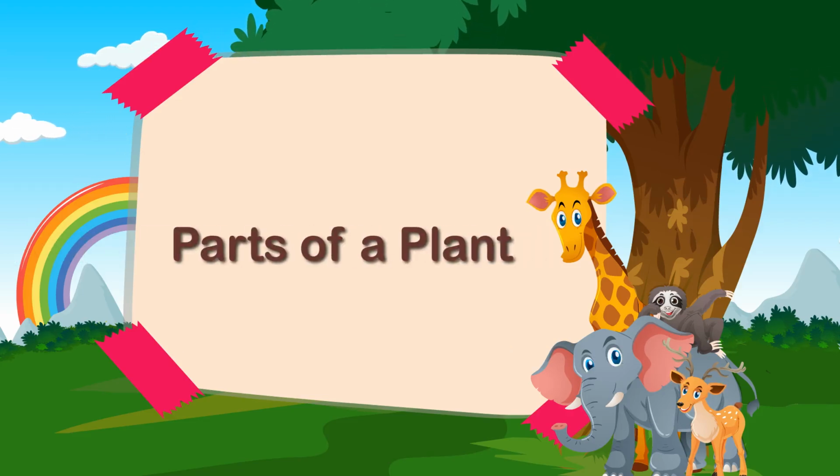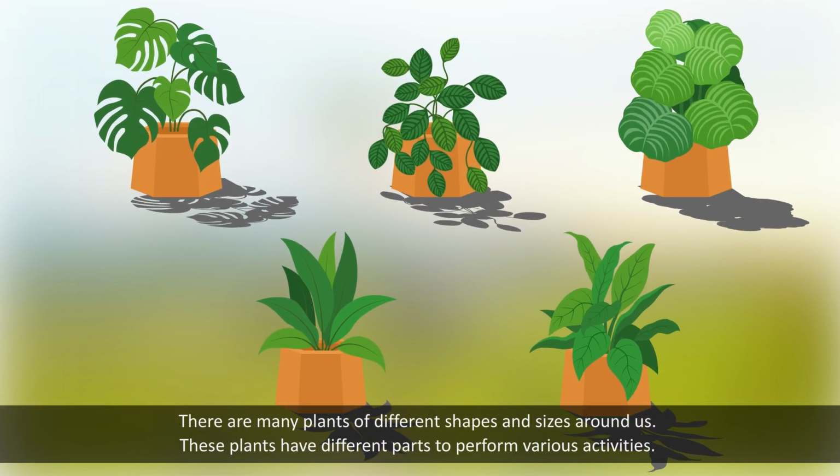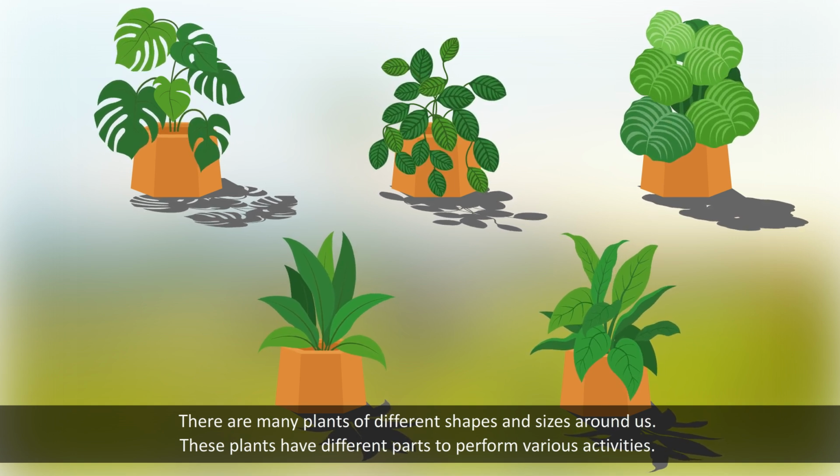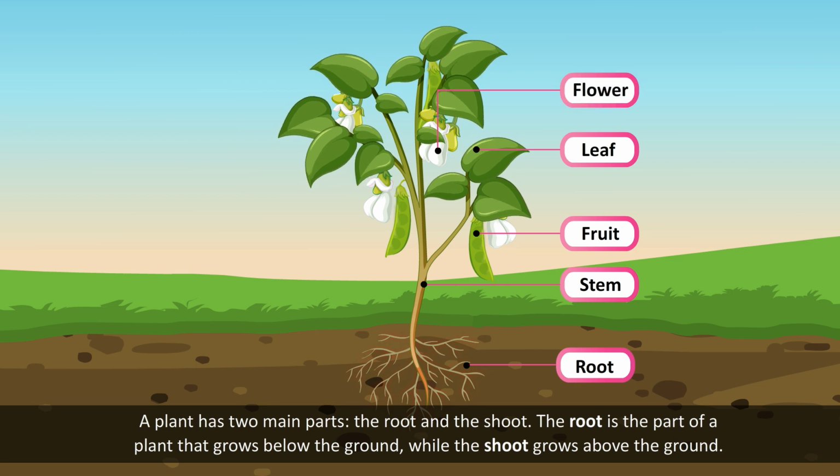Parts of a plant. There are many plants of different shapes and sizes around us. These plants have different parts to perform various activities. A plant has two main parts, the root and the shoot. The root is the part of a plant that grows below the ground, while the shoot grows above the ground.